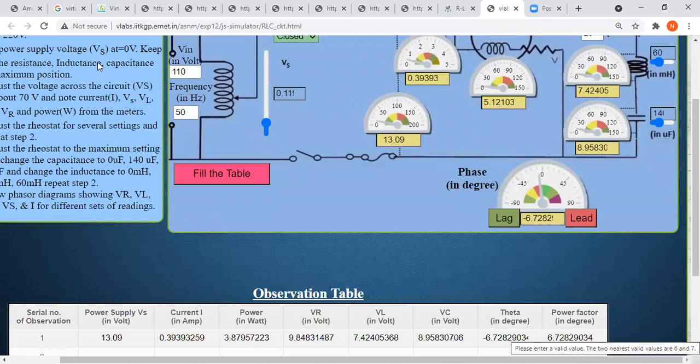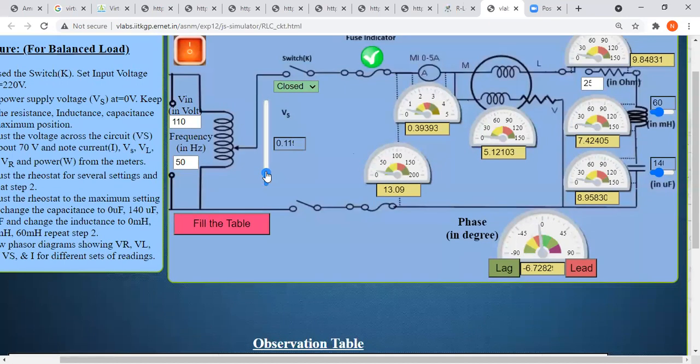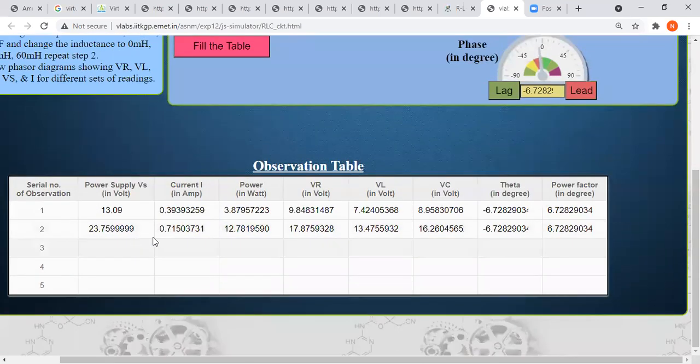Now again let's change the variac, change the source voltage to some other value. You can see here that the readings are going to change. Then fill in the table, and here is your second entry. So this is for the source voltage 23.75, and 0.715 is the current. This is the power you have to calculate by multiplying this voltage and current. This is the voltage across resistance, VL is the voltage across inductance, VC is the voltage across capacitance, and this one is again the theta, and you have to calculate the power factor accordingly.